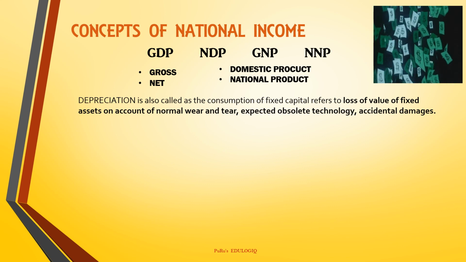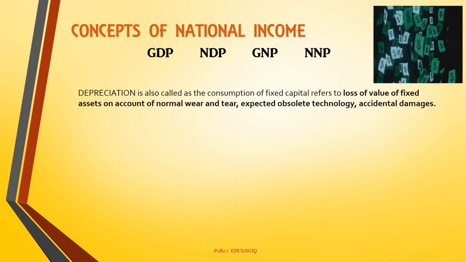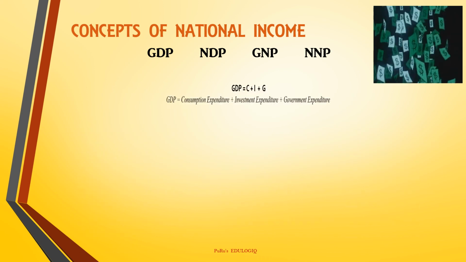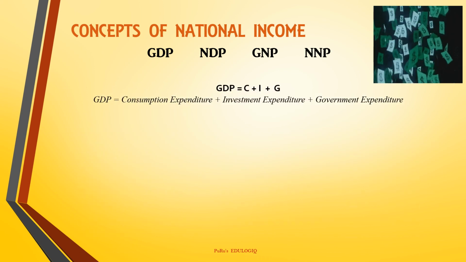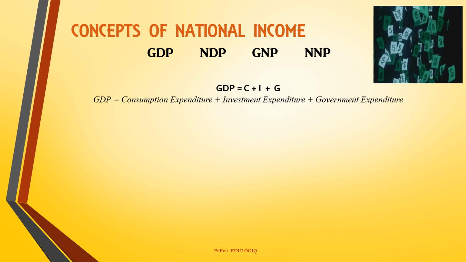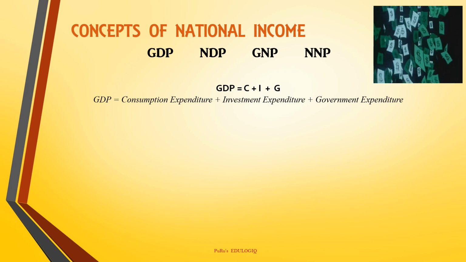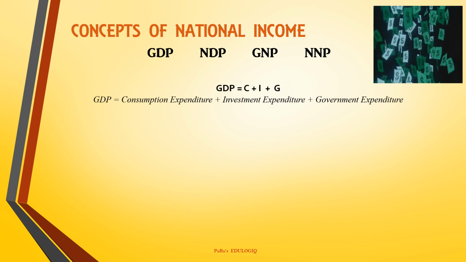Now moving on further to the calculation part. To calculate national income we use three basic methods: the income method, the expenditure method, and the output method. Usually when we write the formulas of GDP, NDP, GNP and NNP, we adopt the expenditure method. Expenditure is a replica of income. The amount of total expenditure reveals the national income as well. Hence, national income is also called national output and national expenditure.